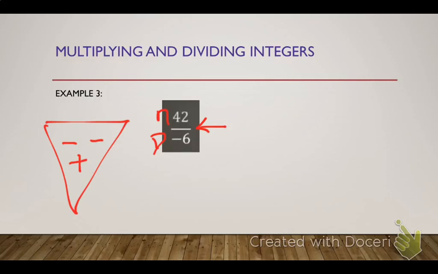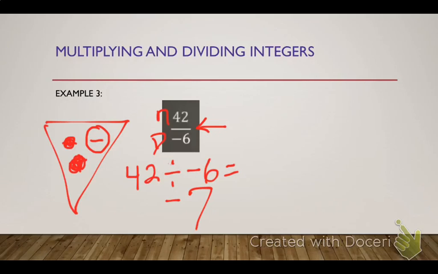And we remember we only can use this with multiplying and dividing. No add, no subtract. I see that we have a positive 42, so we're going to take out the positive. And I see we have a negative 6, we're going to take out negative. And what do we have left? Negative. And 42 divided by negative 6 equals negative 7 because of that negative sign right there.